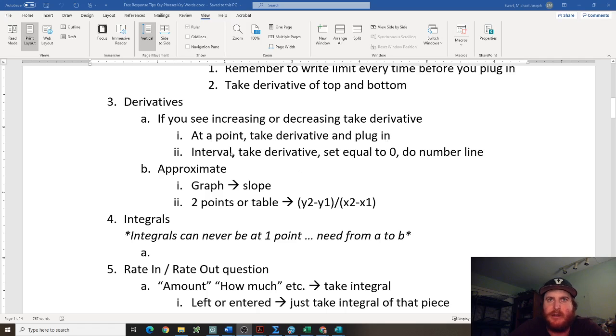If it says in an interval, you'll probably take the derivative, set it equal to 0, and do a number line. If it asks you to approximate a derivative or approximate a slope, if you have a graph, you're just using the slope. If you have a table or 2 points, you're doing y2 minus y1 over x2 minus x1. This is very, very common on the table questions.